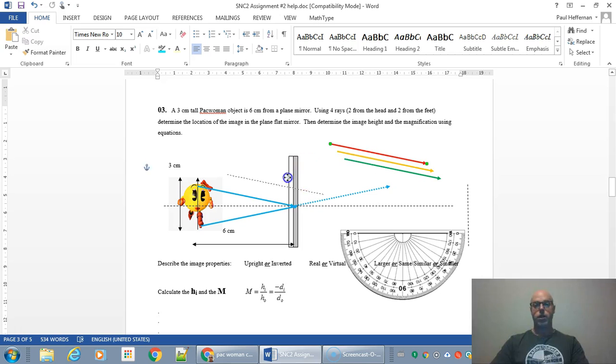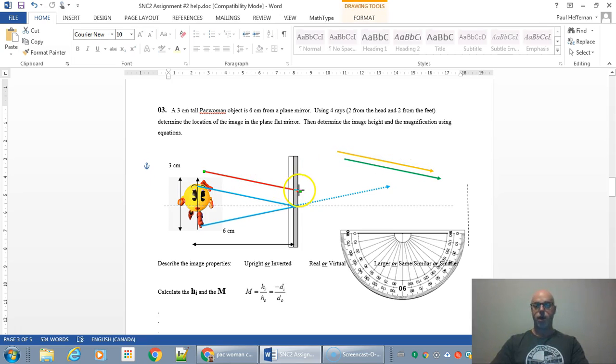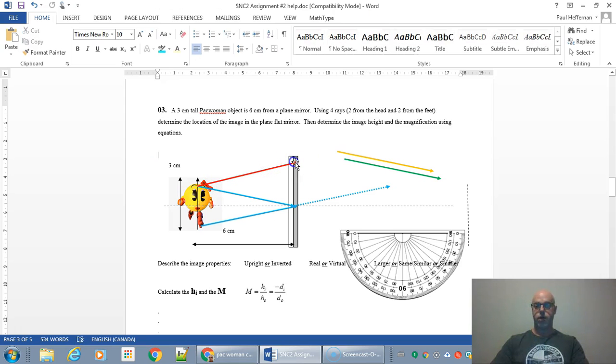Okay, so now we're just going to do another ray, but this time we're going to have the ray come up at a different angle, and it's a little easier if it goes in the opposite direction. So this ray is going to go right here. Okay, so we need the reflected ray as well.